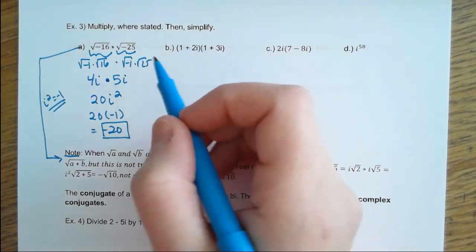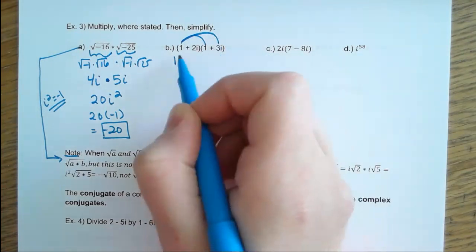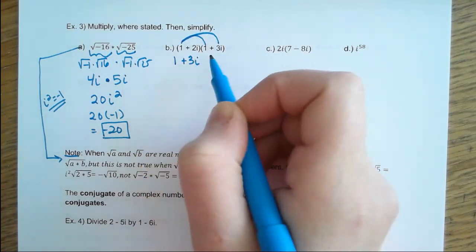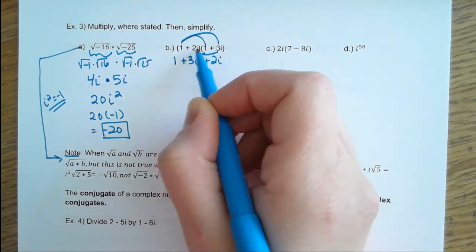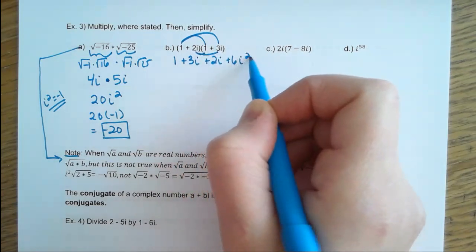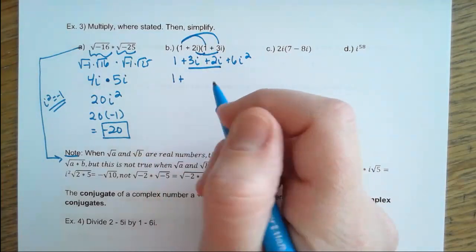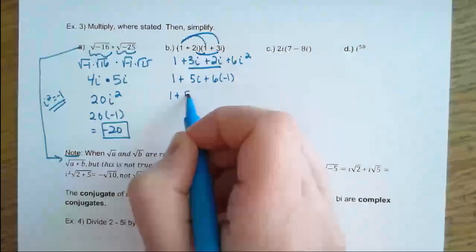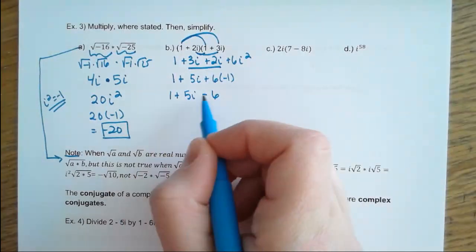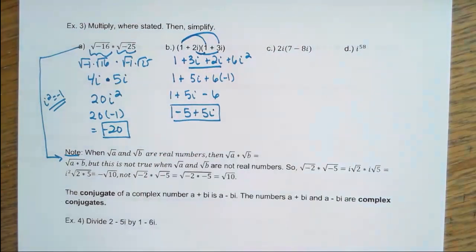So here you could FOIL this out or think of it as distributing. 1 times 1 is 1. 1 times 3i, well, 1 times 3 is 3, so this is just 3i. On the inside, 2 times 1 is 2, so this is 2i. And then the last case, 2 times 3 is 6, and i times i is i squared. So we're just multiplying out as usual. We can combine like terms here, so we have 5i, and then don't forget i squared is -1. So I end up with a -6 here, and 1 minus 6 is -5. So we have a little bit of extra combining and simplifying, but otherwise it works the same way.